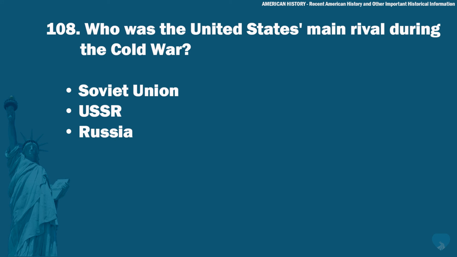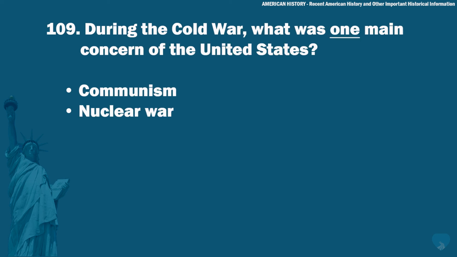Question 108. Who was the United States' main rival during the Cold War? Soviet Union. USSR. Russia. Question 109. During the Cold War, what was one main concern of the United States? Communism. Nuclear war.